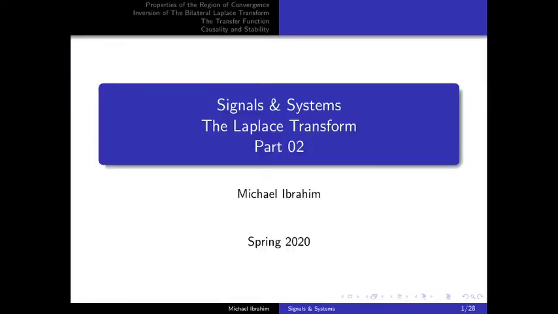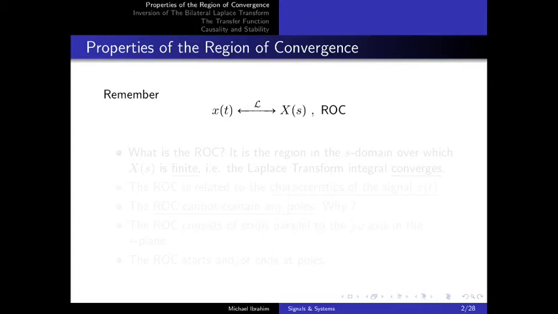Okay, so moving on, let's talk about the properties of the region of convergence, which means we will go back to the bilateral Laplace transform. As you remember from the previous lecture, for the unilateral Laplace transform, we do not need to specify the region of convergence because we are operating under the assumption all signals are right-sided, because the integration starts from 0 up to infinity. But in the bilateral Laplace transform, we need to specify the region of convergence.